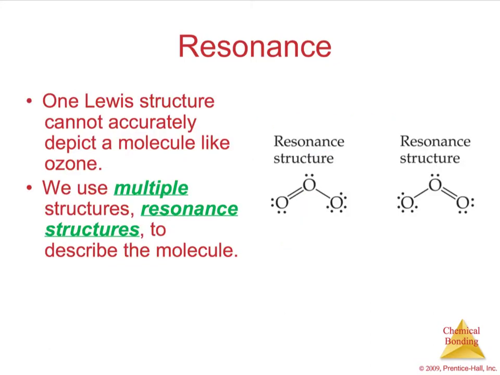So what we can conclude is that one Lewis structure may not actually be able to accurately represent what the molecule looks like. And if you notice, right here, we have two structures that look very similar, with the exception that I have a double bond here and a single here, and on this structure I have a single bond and a double bond. Now, because these are essentially the same thing, these are what we call resonance structures. And we use the multiple structures, or resonance structures, to describe our molecule.